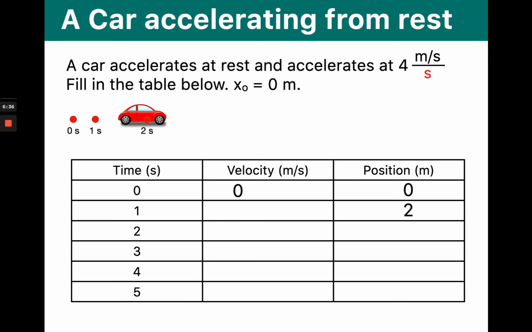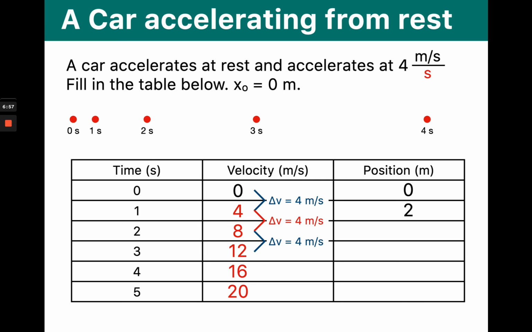Again, let's see the animation. Now, since the acceleration is 4, every second it's gaining 4 meters per second. So it goes from 0 to 4, then from 4 to 8, then 12. Every second, it's gaining that amount of velocity. So the change in velocity between every second is 4. If it's changing by 4 meters per second every second, that's the acceleration. Acceleration, the rate of change of velocity.